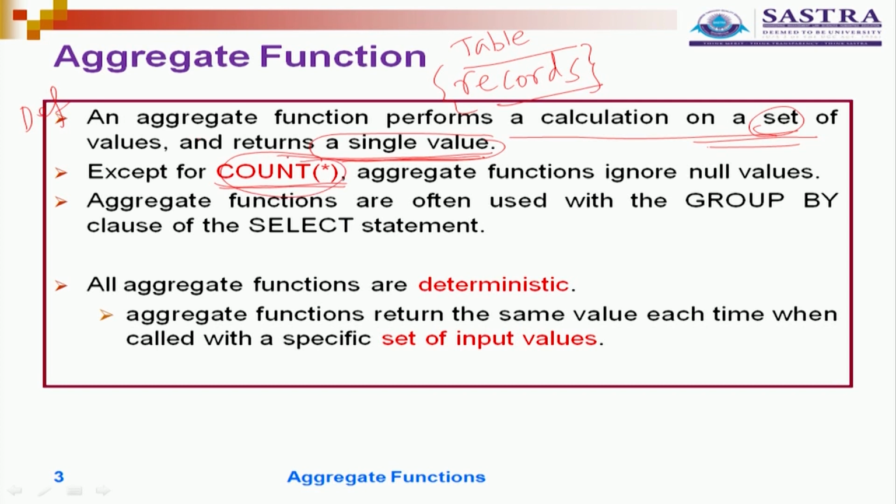All the other functions will ignore the null values. So it is not going to consider the null values. Your count will consider the null value, but all the other aggregate functions will ignore the null values. Usually an aggregate function is used with group by. We have a clause called the group by clause, which will be used along with the select command.